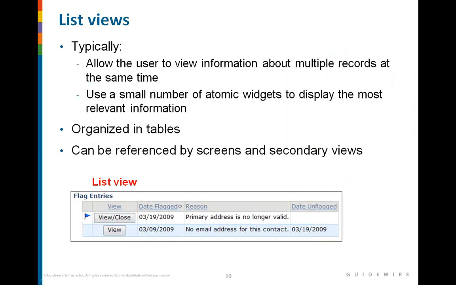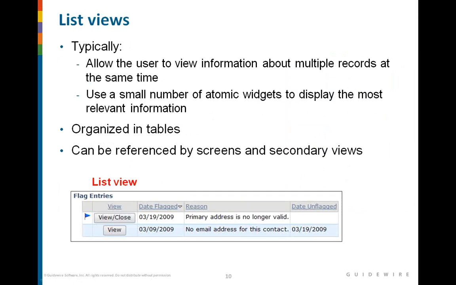A list view typically displays multiple records at the same time and uses a small number of automatic widgets to display the most relevant information. You won't be displaying the complete information about an object. For example, you want to display the involved vehicles or the associated vehicles of a policy holder. You will display them in a list view, and it will have the manufacturer name, the manufacturing year, and the license plate. Only a few details will be available in the list view as multiple records.